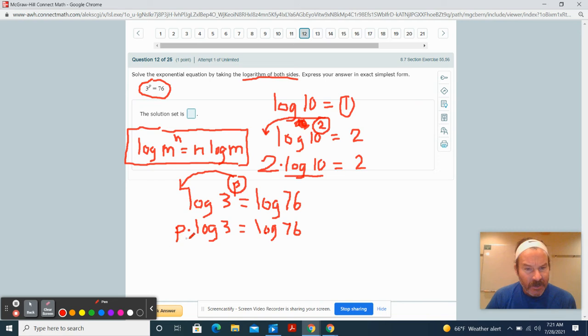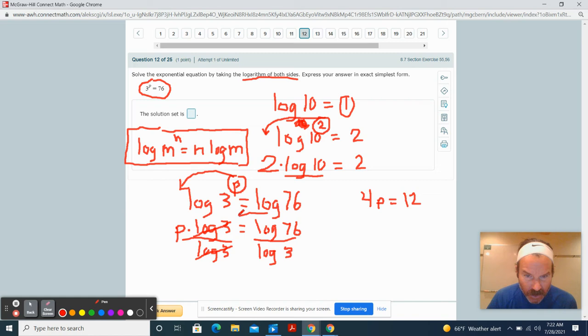Okay, so now we have to solve for p. We have to solve for p, kind of like you solve for p for an equation like 4 times p equals 12. We divide both sides by 4. Well, in this case, we divide both sides of the equation by log 3. Okay, these log 3's cancel. And we have p equals log 76 over log 3, and this right here, we could actually put in our calculator.